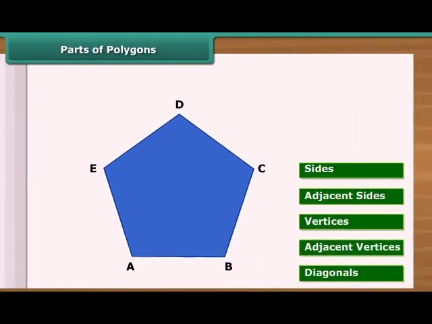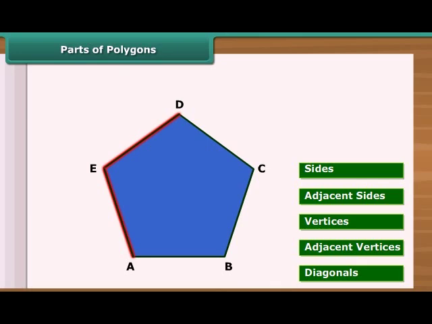The line segments AB, BC, CD, DE and EA form the polygon ABCDE. These are the sides of the polygon. Any two sides with a common endpoint are called adjacent sides. For example, AB and BC, BC and CD, CD and DE, DE and EA are adjacent sides.